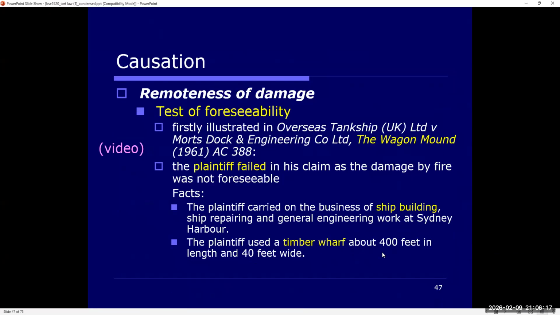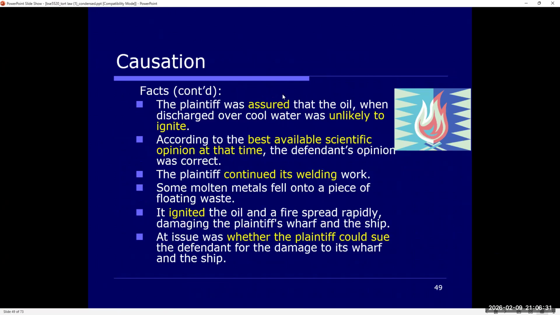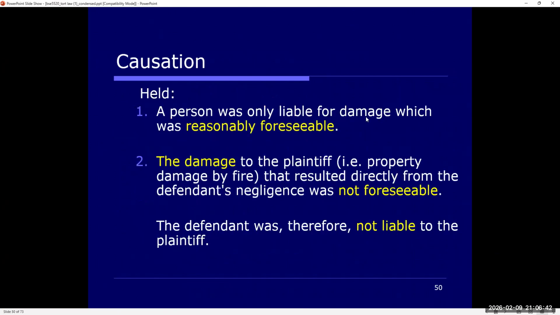So in that case, welding, oil burning, right, negligently allowing the oil to spill and spread, and then welding operations, that is what I've just mentioned. Yes, any questions? No, okay. So it was held that a person was only liable for damage which was reasonably foreseeable. The damage in that case was not foreseeable. Therefore, the defendant was not liable. Okay, so it's too remote, not foreseeable.